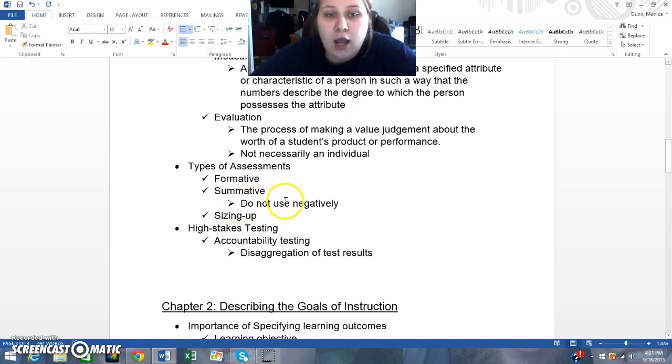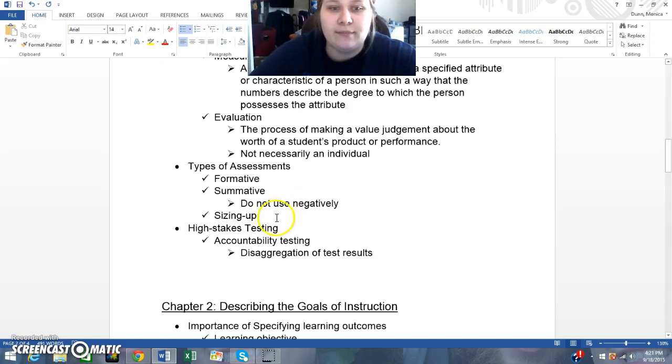Now, these are not to be used negatively. And by that, I mean don't use them as punishment. Many times, teachers use them as, you have to pass this or you're not going to pass my class, or something to that effect, maybe not that drastic, but then they get a negative connotation associated with them. So try not to use summative assessments negatively.